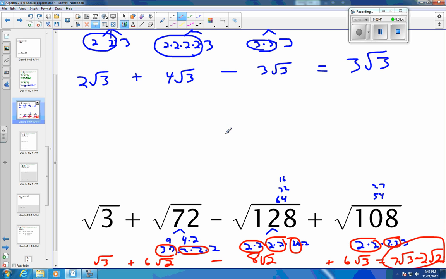These are really ugly, and if you're really good at your multiplication facts and have started to memorize your perfect squares, perfect cubes, perfect fourths, these start getting easier.